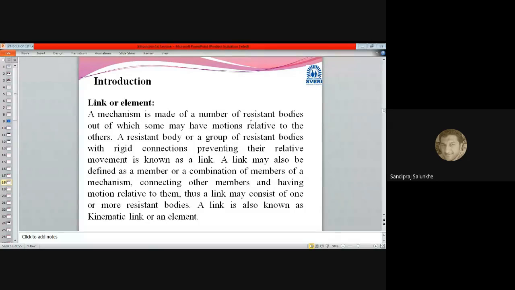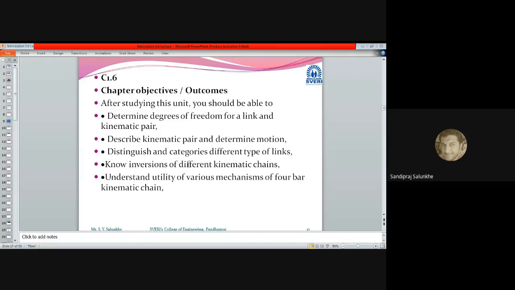Before that, let me explain that there are two parts of the science, that is static and dynamic. In the static part, what we are going to see is the forces which are acting on the stationary body. That part we have seen in static. Whereas in the dynamic part, we are going to learn the forces as well as motion.